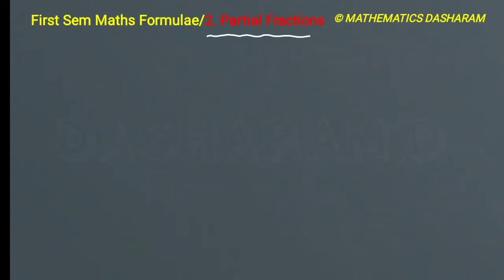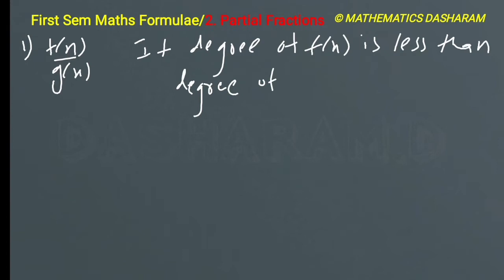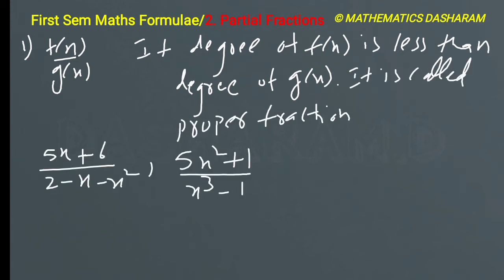Next, the second chapter, partial fractions. In this, the first one is, for example, f of x divided by g of x. So f of x is called the numerator and g of x is called the denominator. Both f of x and g of x are polynomials in the variable x. If the degree of f of x is less than the degree of g of x, then f of x by g of x is called a proper fraction. For example, 5x plus 6 divided by 2 minus x square.